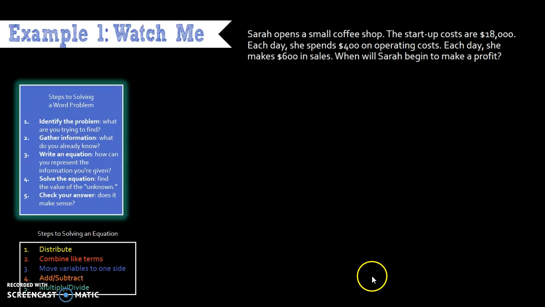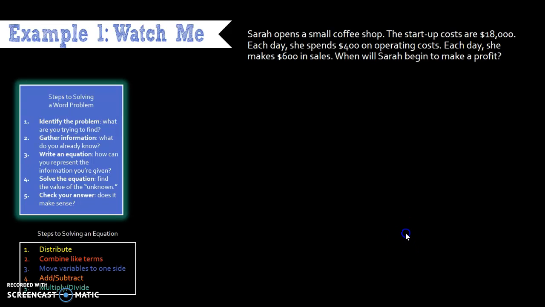Let's take a look at example number 1. Sarah opens a small coffee shop. The startup costs are $18,000. Each day she spends $400 on operating costs, and each day she makes $600 in sales. When will Sarah begin to make a profit?